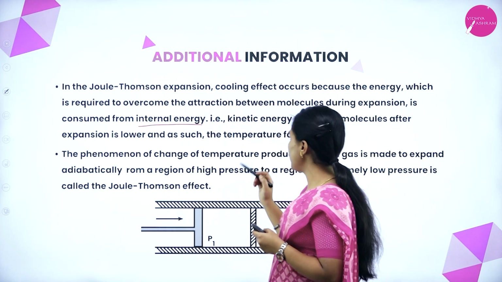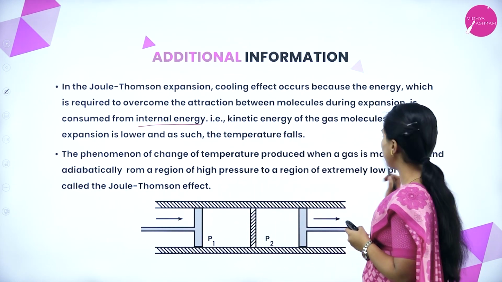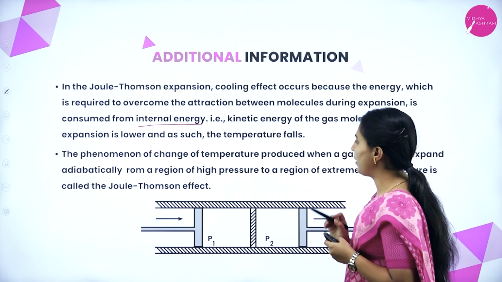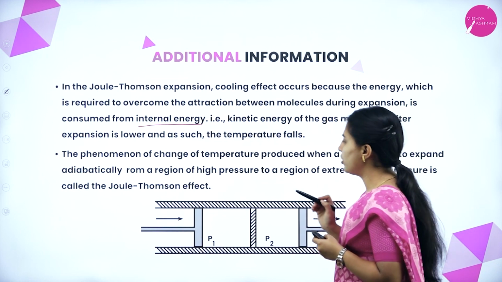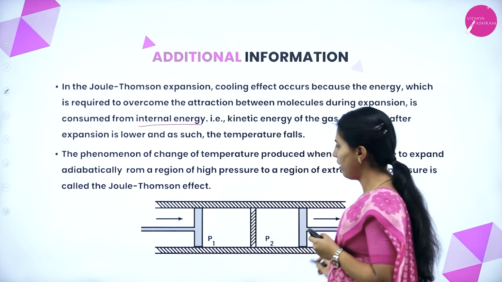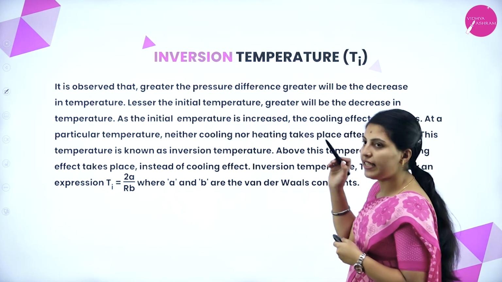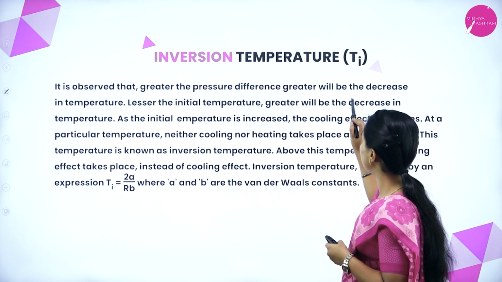The phenomenon of changed temperature produced when a gas is made to expand adiabatically from a region of high pressure to a region of extremely low pressure is called the Joule-Thomson effect, which we have understood already. Next one is inversion temperature, that is Ti.